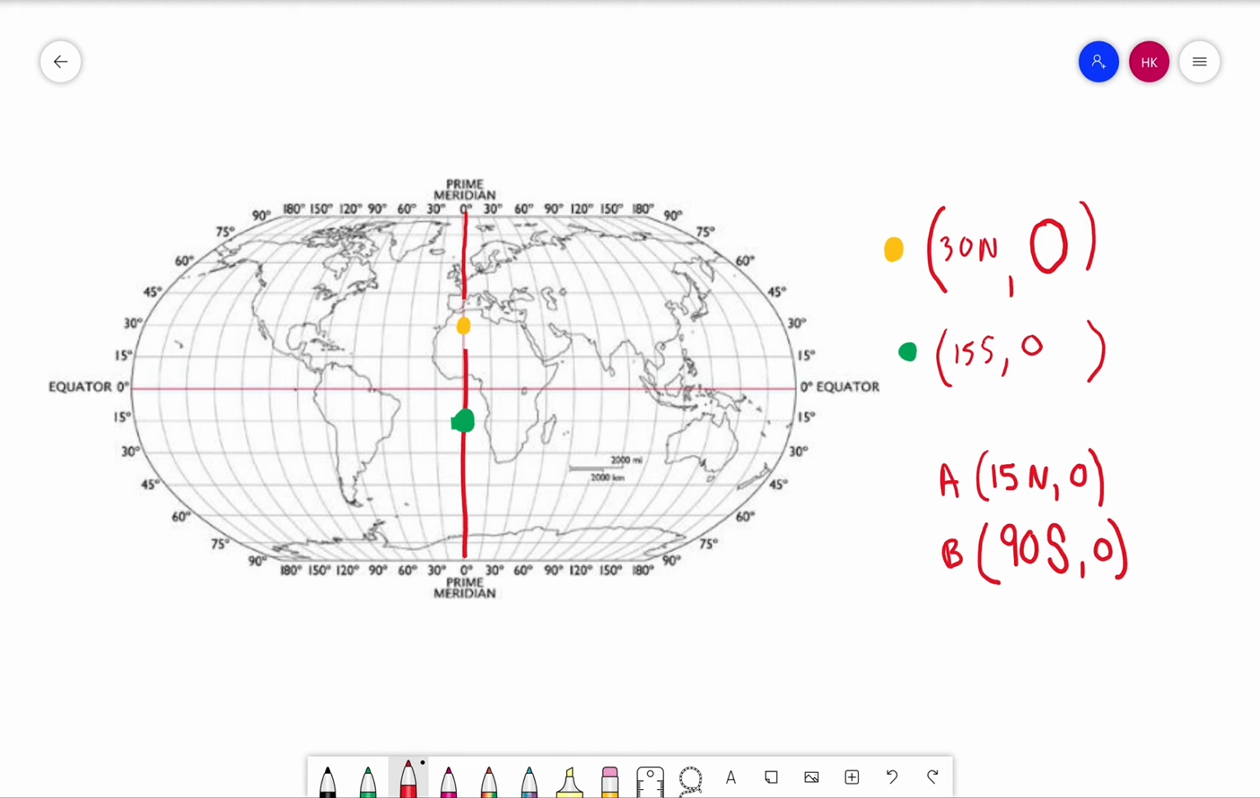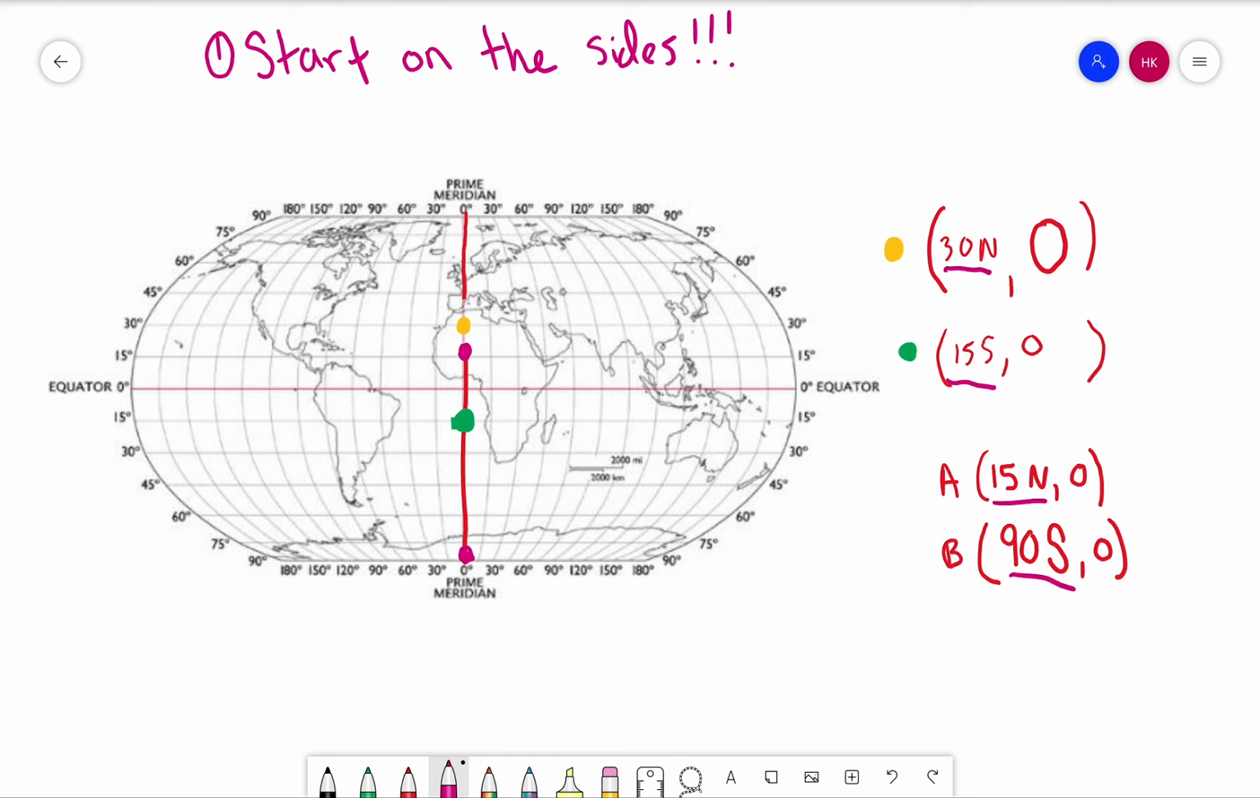Okay, now that you've unpaused me, I'm going to go ahead and show you where they are. So 15 north is right here. So your first coordinate should have been right here in Africa, and 90 south should have been right here in Antarctica. Okay, and that is our latitude. Now remember, number one rule is latitude means you start on the sides. Okay, these first numbers are all latitude, so you always have to look at the sides.